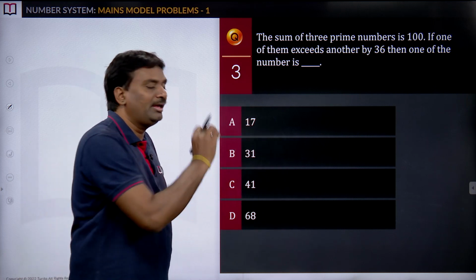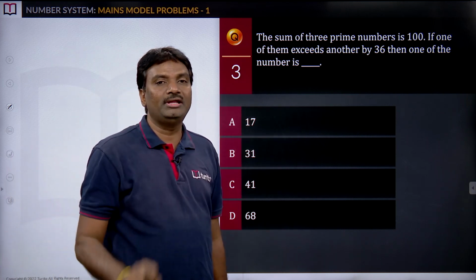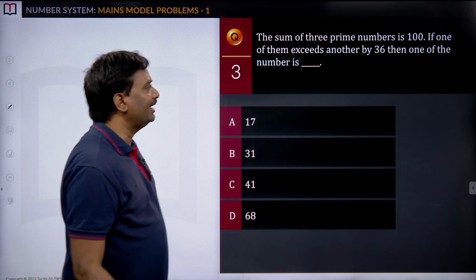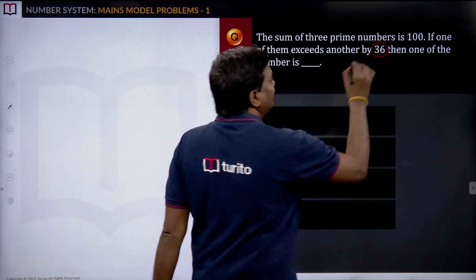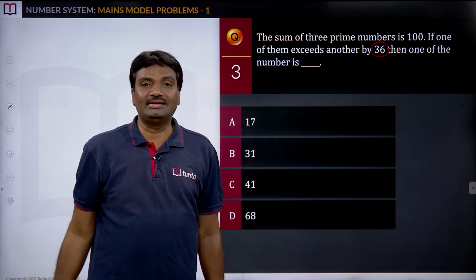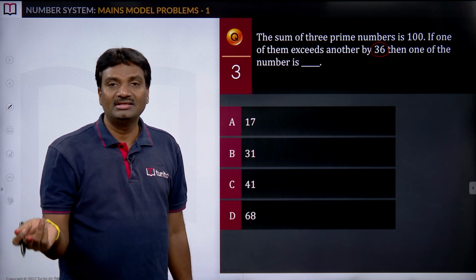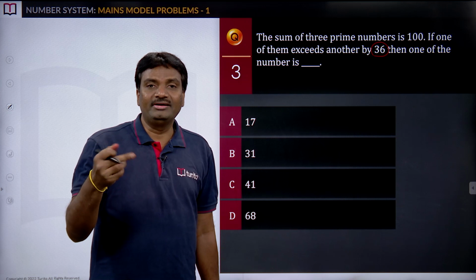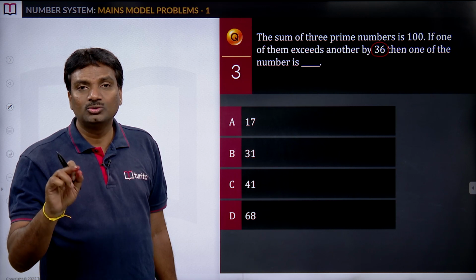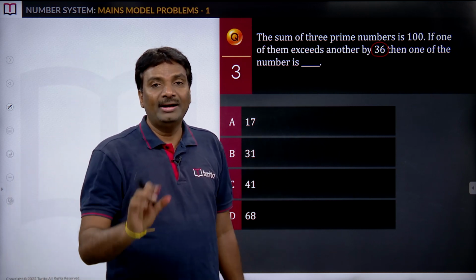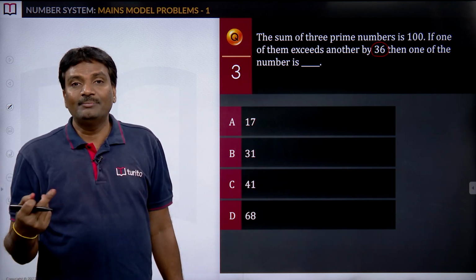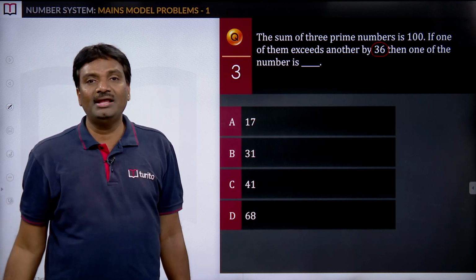But out of these 3 prime numbers, according to the problem, there exists only one correct prime number we have to find. Suppose the first prime number is x, the second prime number can be taken as x plus 36. If one of them exceeds another by 36, the first one is x, the second one is x plus 36, simple. If you take the first prime number as 2, the second would be 2 plus 36, 38, but 38 is not a prime number.